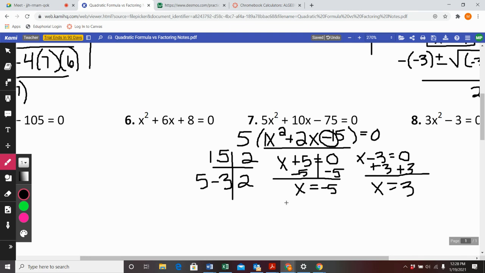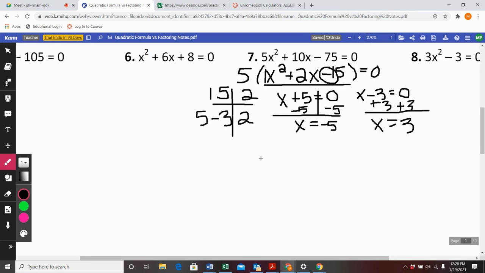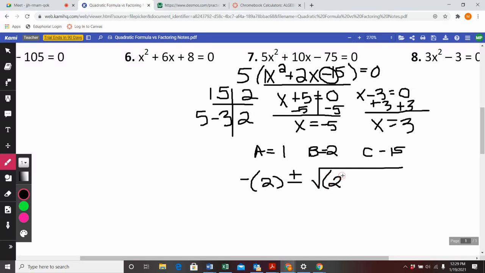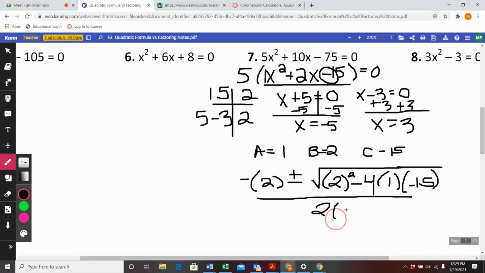So we're going to check those and make sure that those are actually the original problem's intercepts, right? The solutions. Okay, so we're going to do, see, A is 1, B is 2, and C is -15. So I'm going to go change that so it's -2 plus or minus the square root of 2 squared minus 4, A is 1, C is -15. Oops. And that's over 2A.